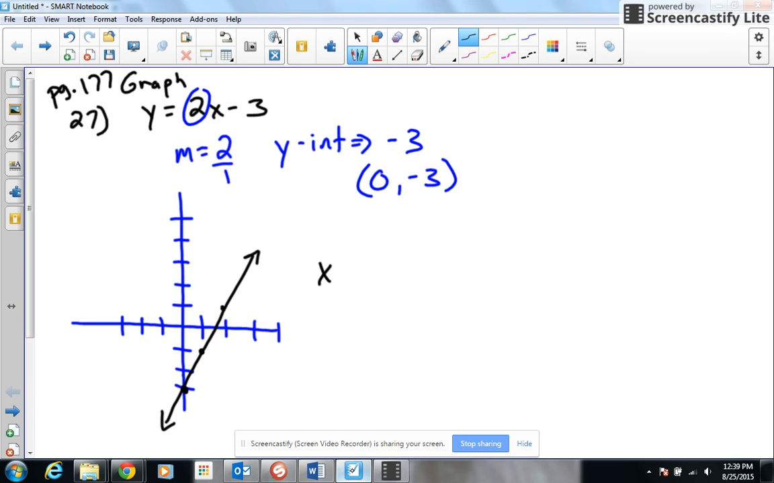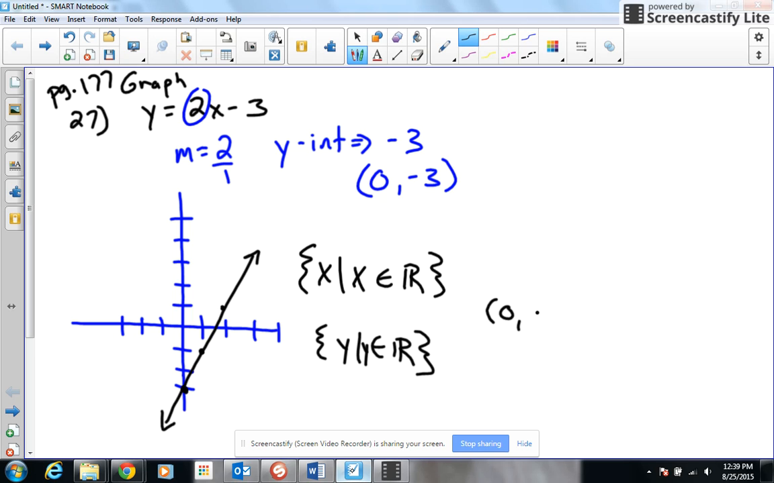If you want to talk domain and range, every line is all real numbers. So you could say for domain, x is an element of all real numbers. And for the range, y is an element of all real numbers. Or if you're using interval notation, -infinity to infinity for both domain and range.